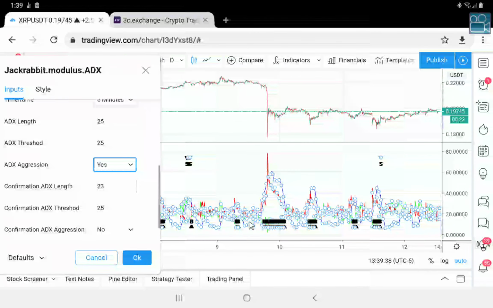And I just turn it on and you see that it ramps up the signals considerably. This is not necessarily something you want to use by itself, but rather in combination with something like MACD, where it can be difficult to get the signals to align. So let's come down here to MACD. Let's go through its setup.